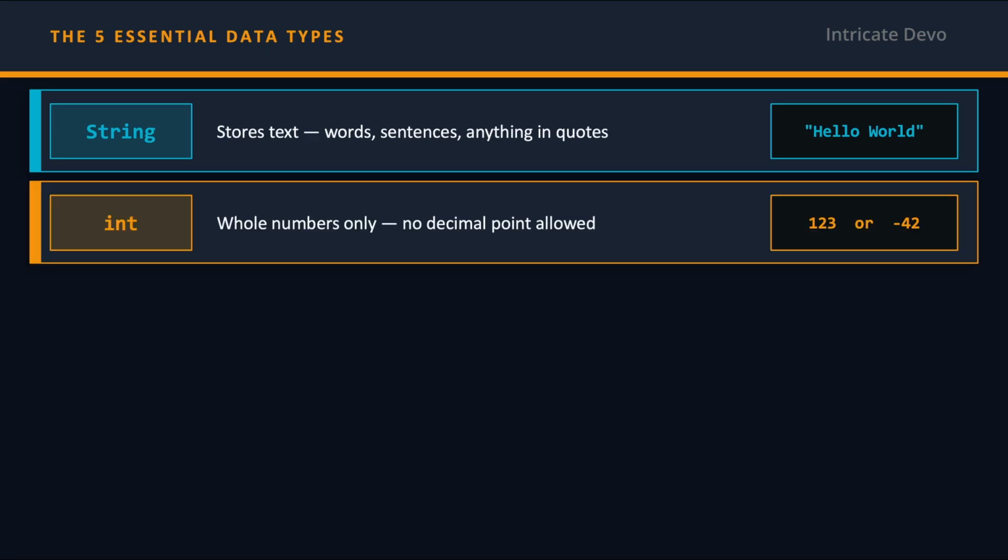Type 2, int, lowercase, short for integer. Int stores whole numbers with no decimal point. 123 is a valid int.